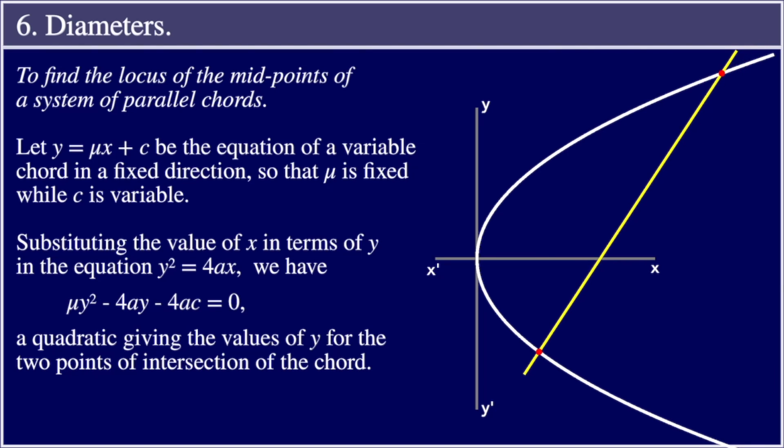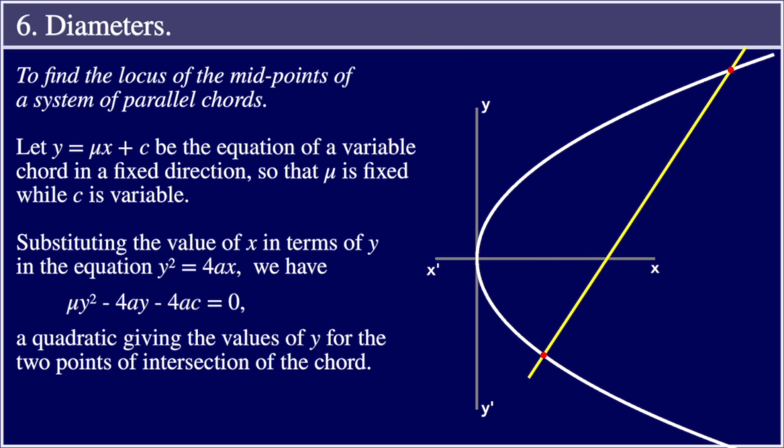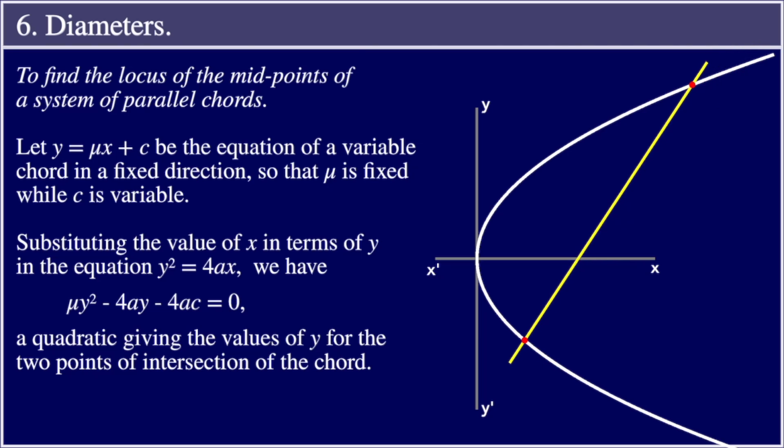To find the locus of the midpoints of a system of parallel chords, let y = μx + c be the equation of a variable chord in a fixed direction, so that μ is fixed while c is variable. Substituting the value of x in terms of y in the equation y² = 4ax, we have μy² − 4ay − 4ac = 0, a quadratic giving the values of y for the two points of intersection of the chord.